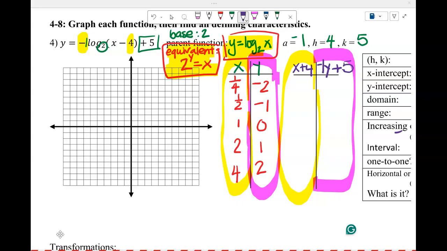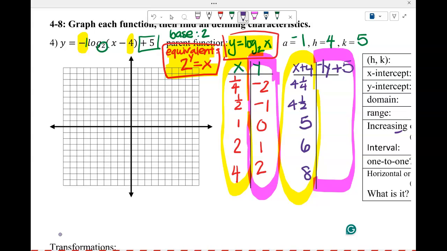Hopefully you have 1/4 plus 4 is 4 1/4. 1/2 plus 4 is 4 1/2. 1 plus 4 is 5. 2 plus 4 is 6. 4 plus 4 is 8.